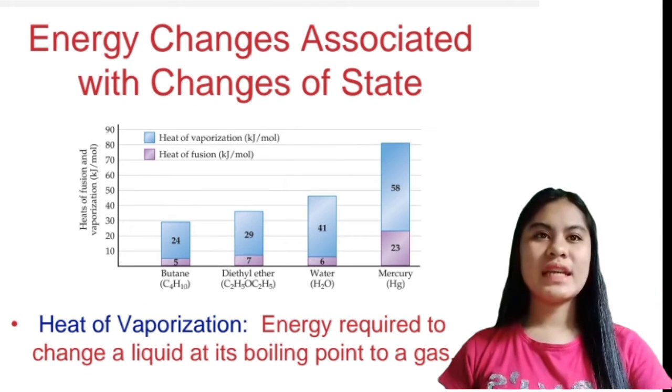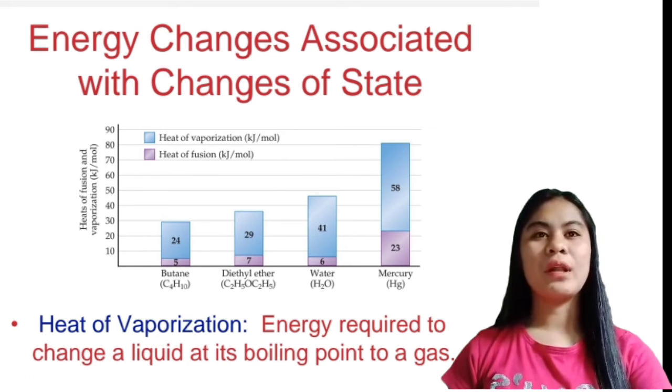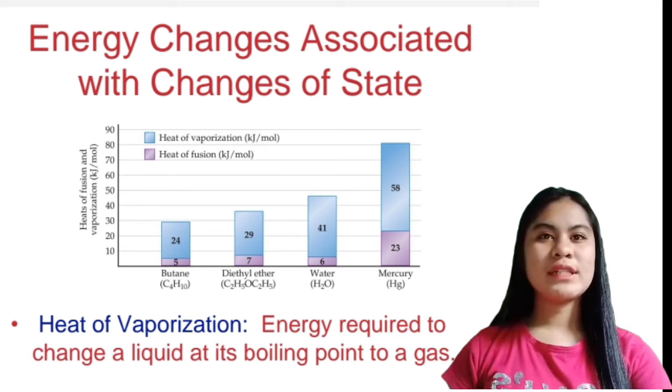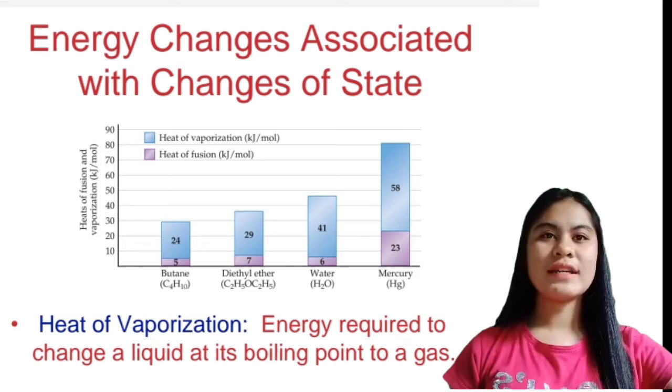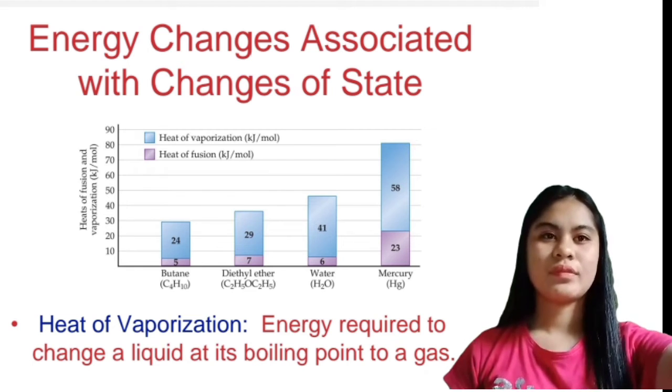Heat of vaporization: energy required to change a liquid at its boiling point to a gas. For example, when a pot of water is kept boiling, the temperature remains at 100 degrees Celsius or 212 Fahrenheit until the last drops evaporate, because all the heat being added to the liquid is absorbed as a latent heat of vaporization and carried away by the escaping vapor molecules.